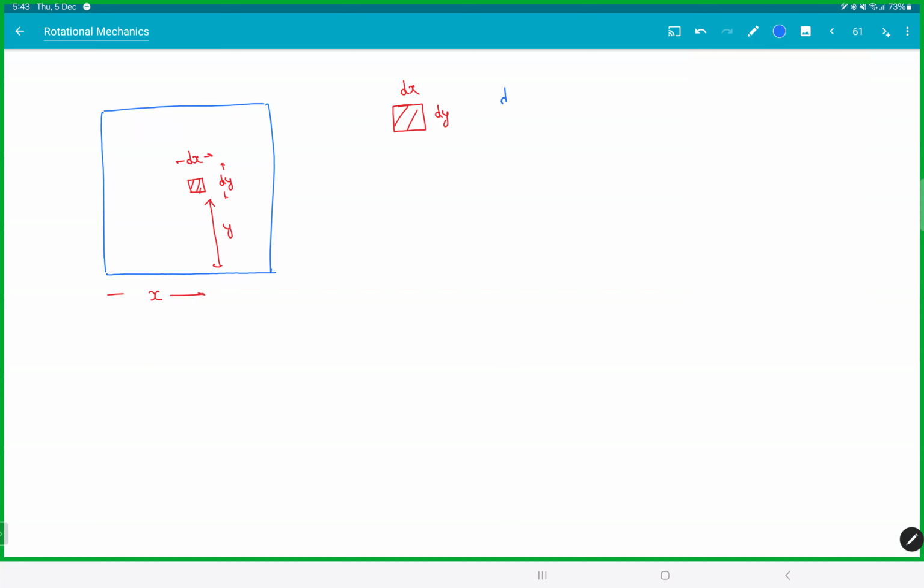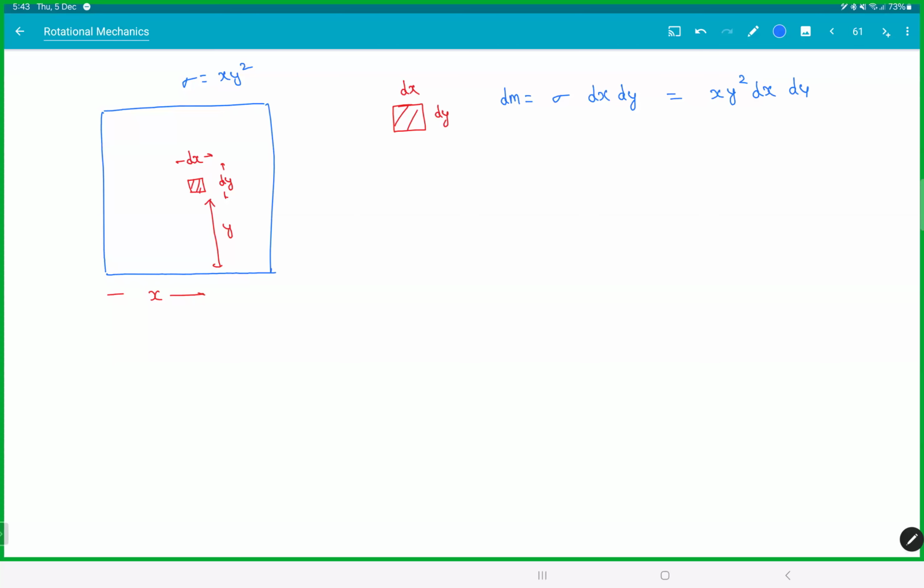So what is the mass of this piece? Mass of this piece, dm, is sigma into area. It's a rectangle, so length into breadth, dx into dy. But sigma is given as x y square. That means this piece's mass is x y square dx dy.